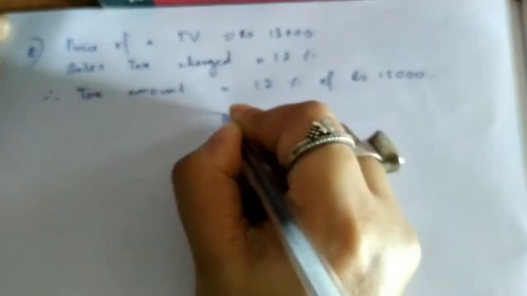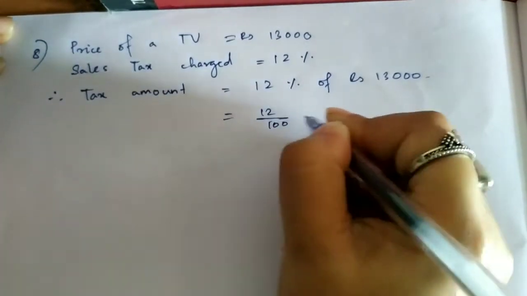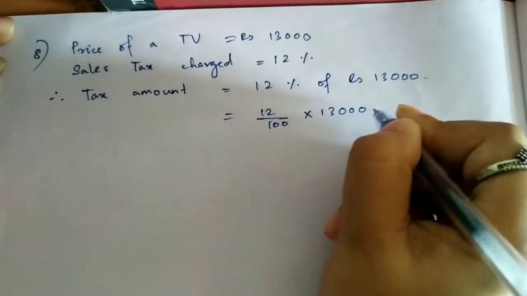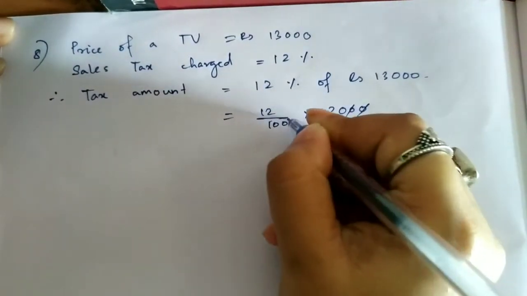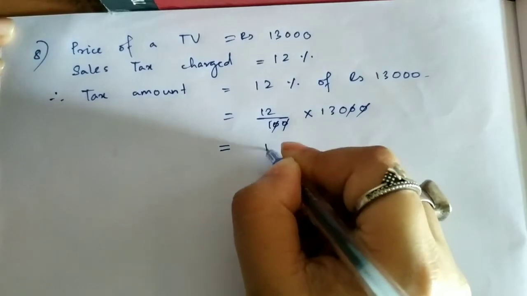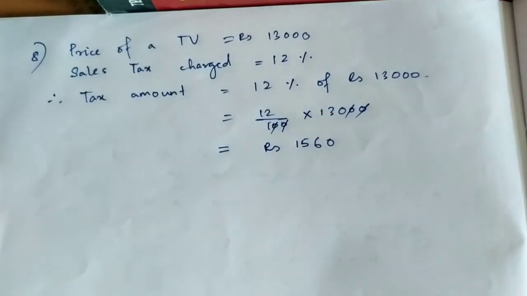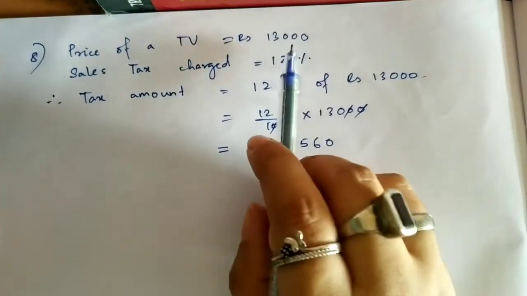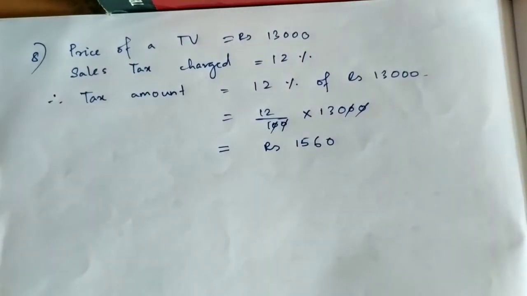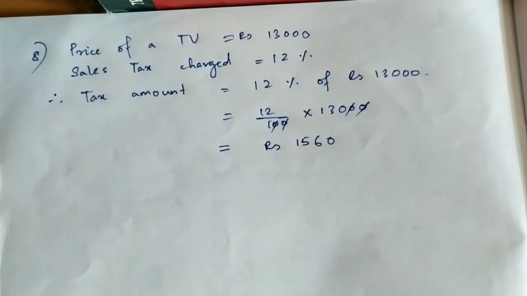Let's calculate this. 12 by 100 into 13,000. The zeros get cancelled, multiply, and it comes out to be 1560. So that is the tax amount. So if a person wants to buy the TV, this is the MRP, and on that he has to give 12% tax. So how much will he have to pay?